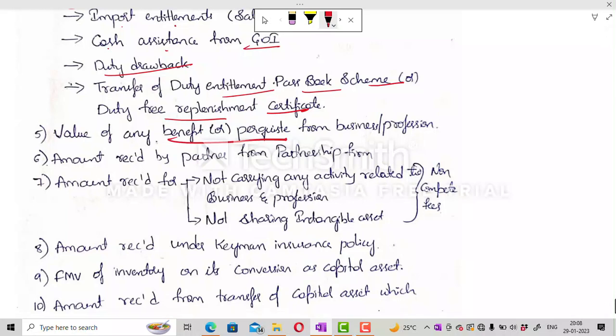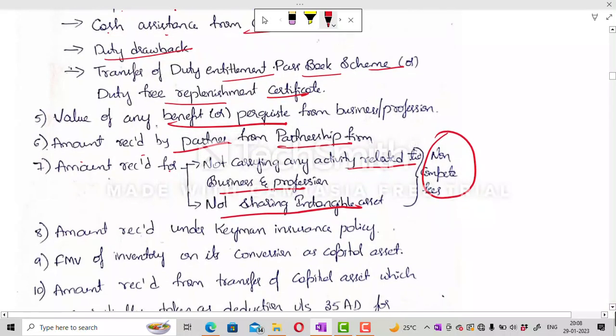Any amount received by a partner from the partnership firm will be taxed here only. Amount received for not carrying out any activity relating to business or profession, or not sharing an intangible asset, like a non-competing fee, will be taxable in PGBP.